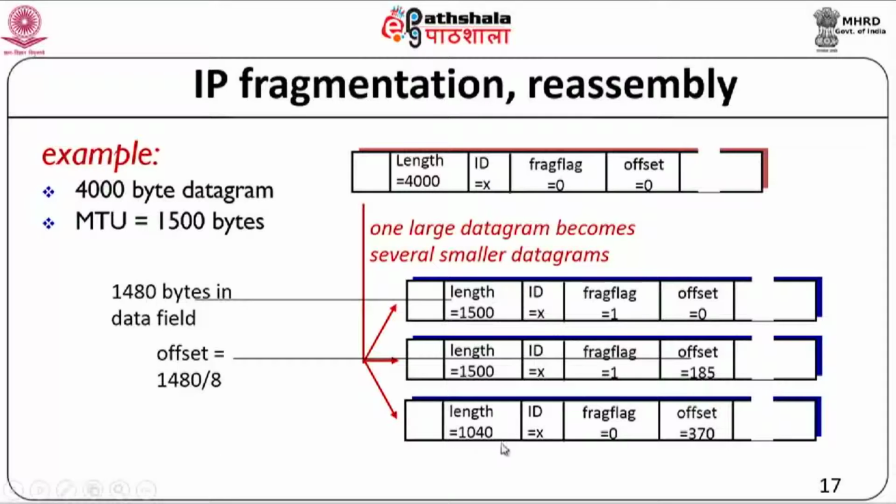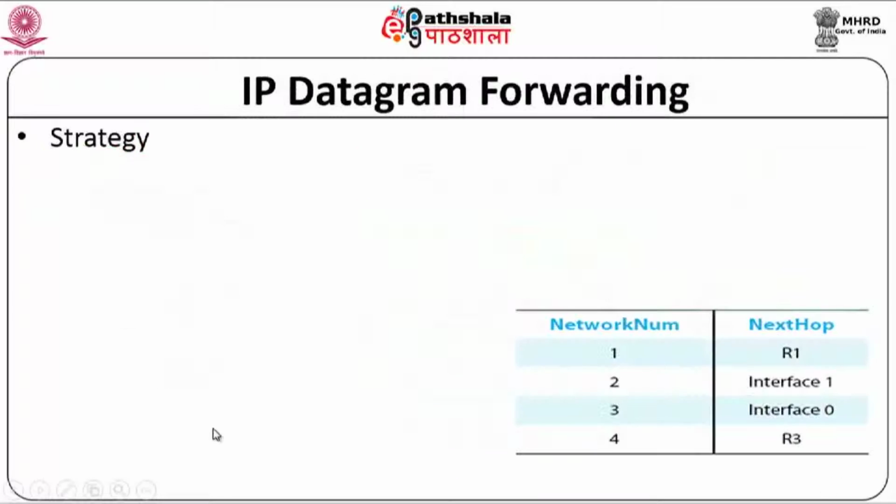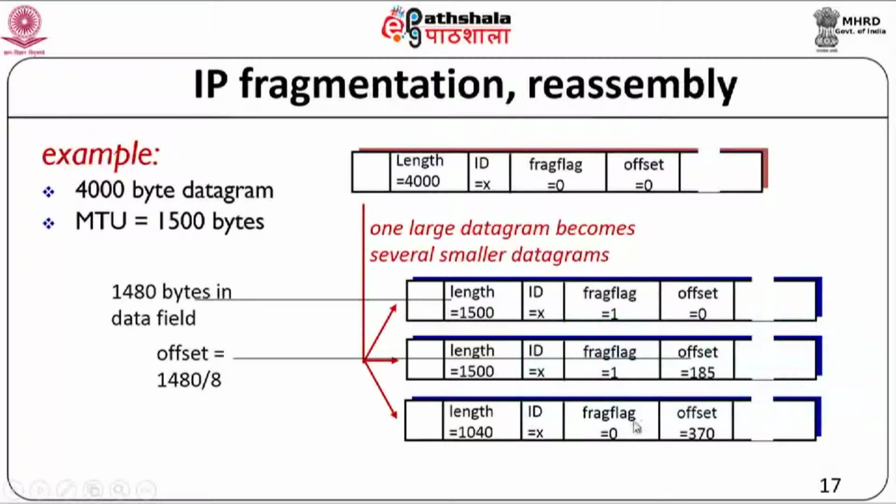Similarly, the next offset will be 185, and 185 to 369 would have come in this field. So, 370 will be the offset for the third fragment. This is how the fragmentation basically gets done.